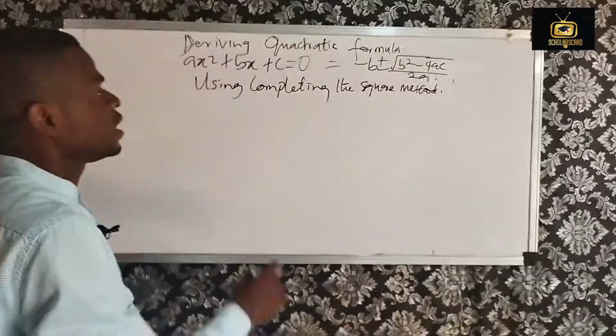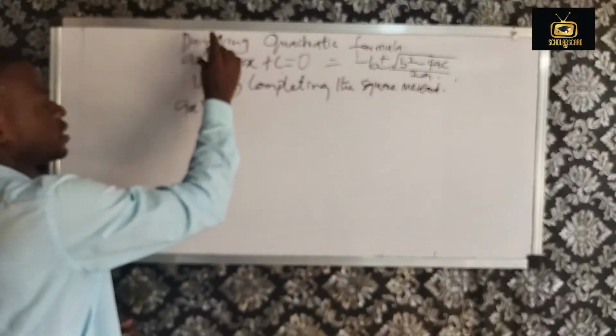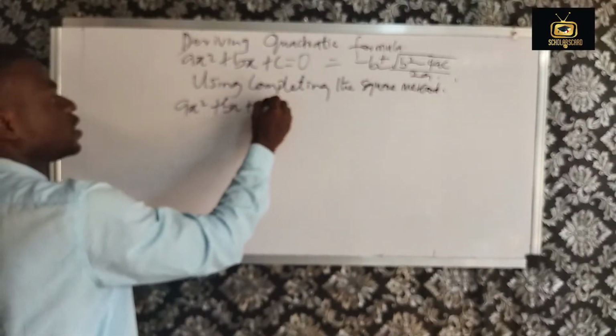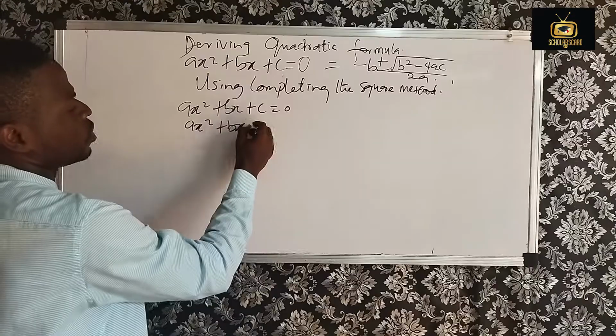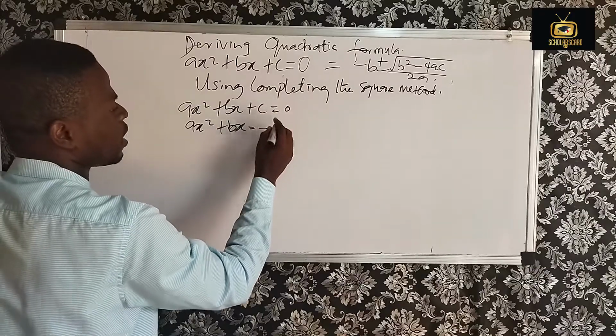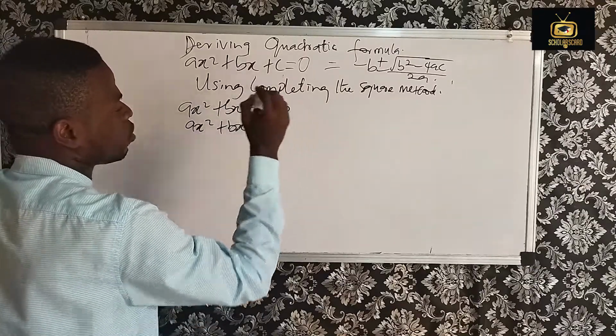Now, I have ax squared, like I said, plus bx plus c equal to 0. Firstly, we are going to substitute. We have ax squared plus bx equal to, when this 0 comes in, minus c.